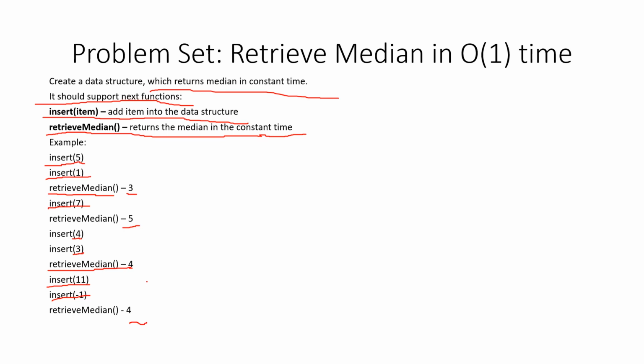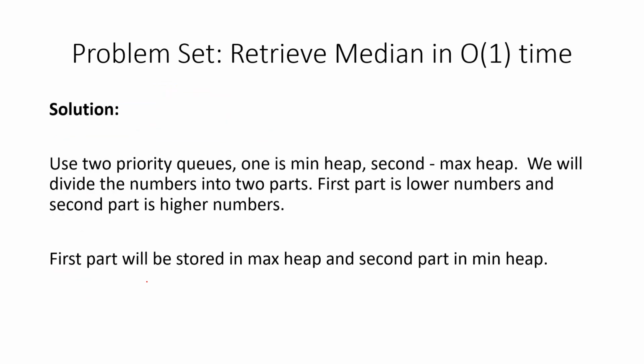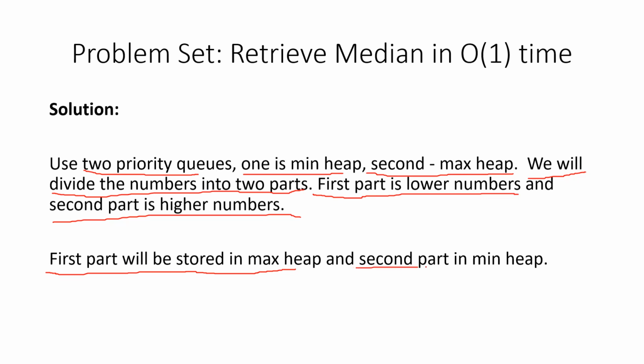So again, take a moment and think how you would solve this problem, what kind of tricks you can use in order to solve it. In order to solve this problem, you use two priority queues. One is a min heap and the second one is a max heap. We will divide the numbers into two parts. The first part is the lower numbers and the second part is the higher numbers. The first part will be stored in the max heap and the second part in the min heap.